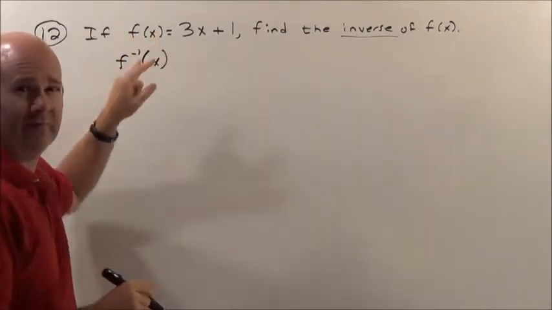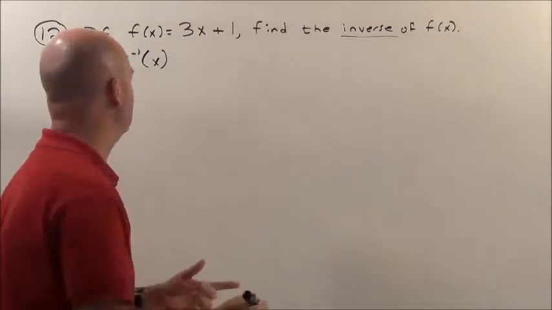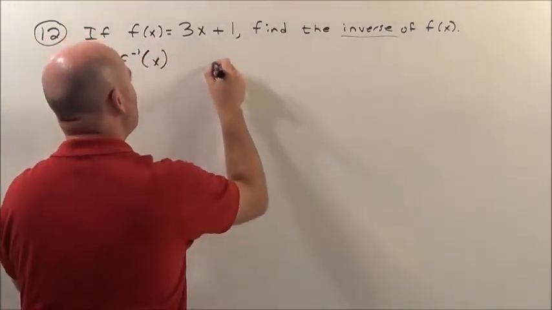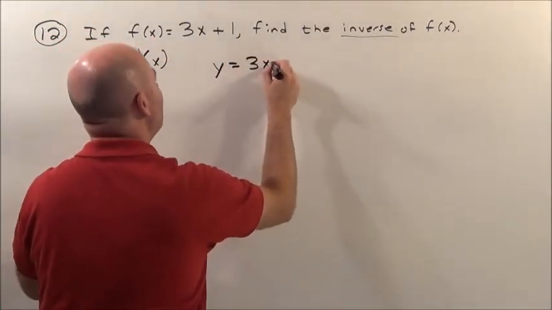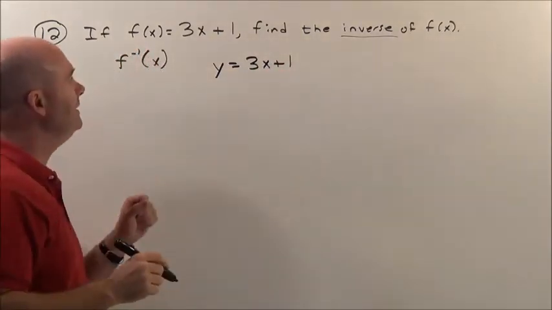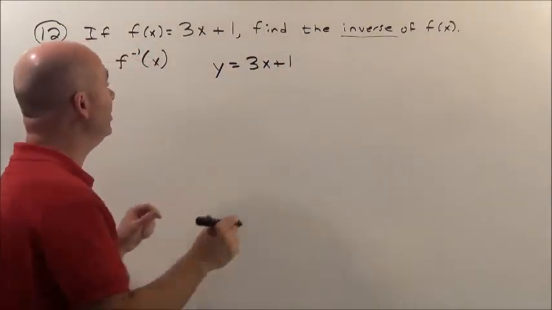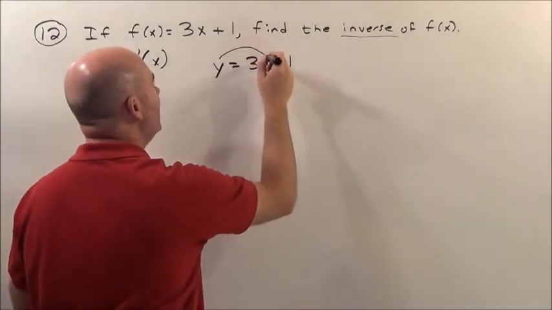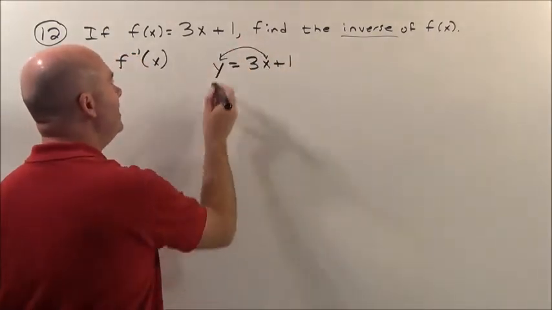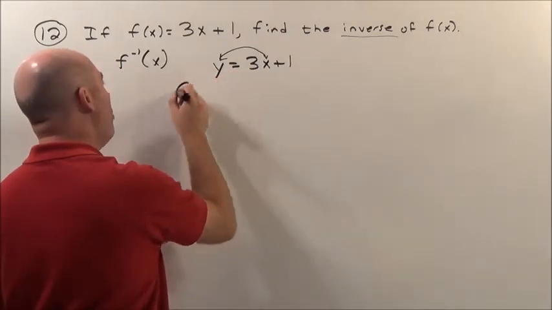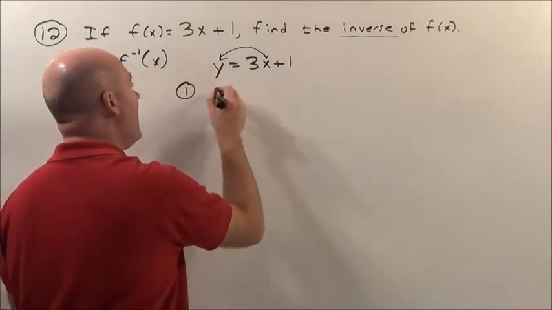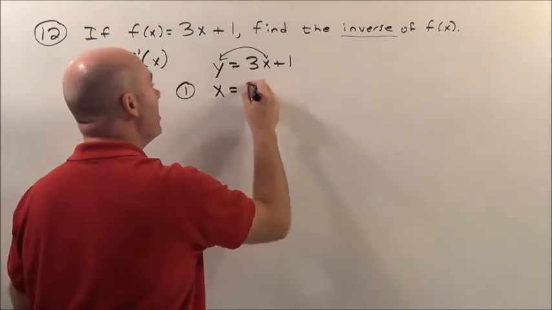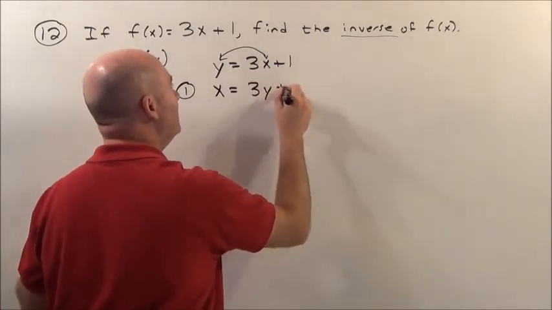All you're going to do, f of x, remember, is really just like your y equals. So let's write this guy as y equals 3x plus 1. And if we want the inverse, all we're going to do is change this y to an x and that x to a y. So I just rewrite it. So step 1, simply rewrite it. The y becomes an x, the x becomes a y.